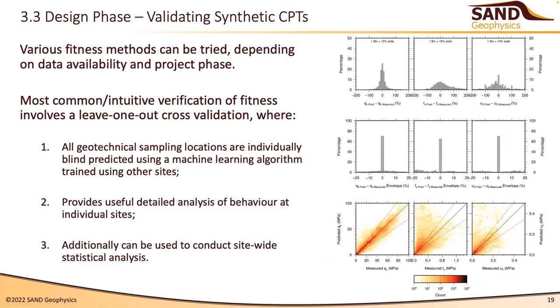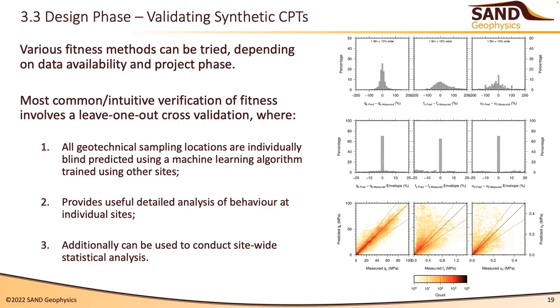But you can also step back and conduct site-wide statistical analysis. So that comparison between, say, the predicted and the measured tip resistance or sleeve friction, you can combine across all of your sites. So do a leave-one-out for all of your geotechnical locations and look at that. You can plot that as histograms, as we see in the top row here, or as heat maps, as we see in the bottom row. The thing to note about those heat maps is to take notice of the log scale on the counts.